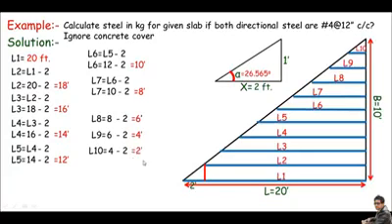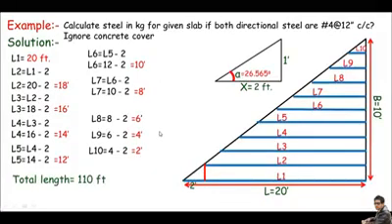What about L11? What do you say about L11? L11 will be just L10 negative 2, but L10 is just 2 and 2 negative 2 is just 0. It means we don't have L11, right? So when you add these guys together, you can get the total length of bar equals 110 feet.